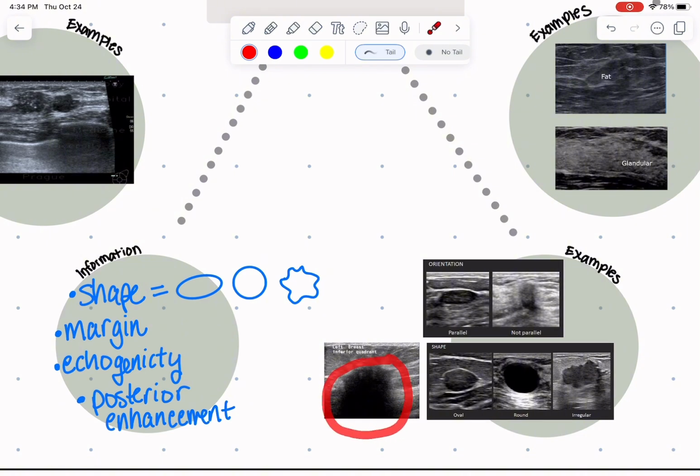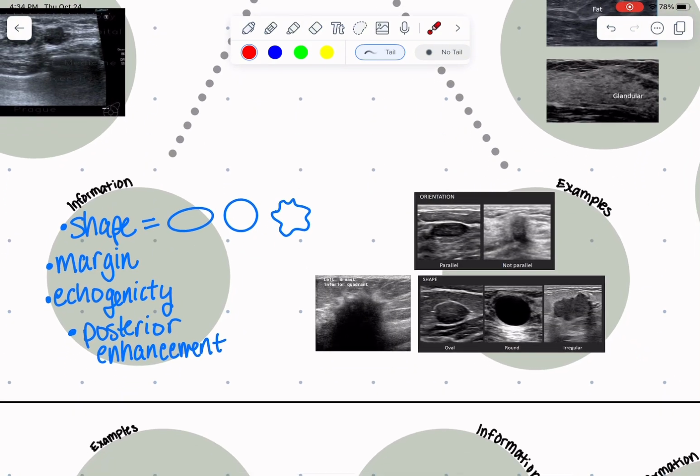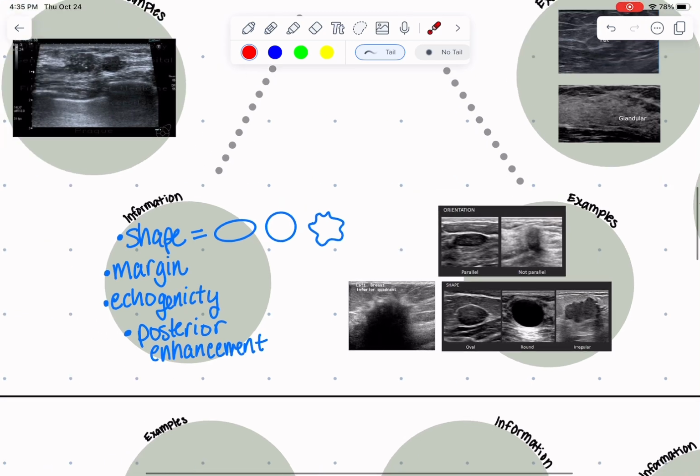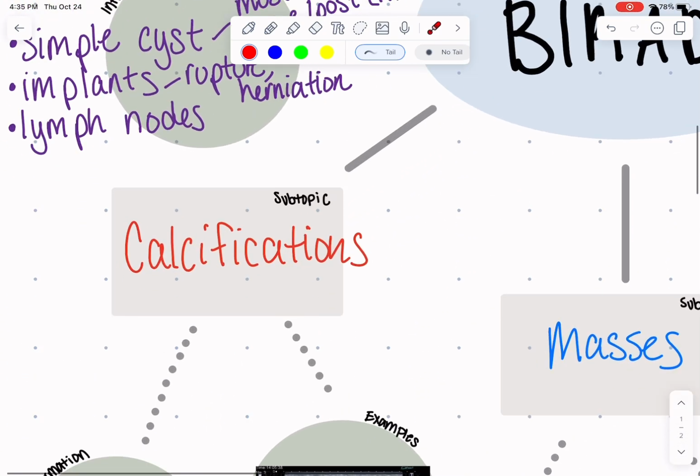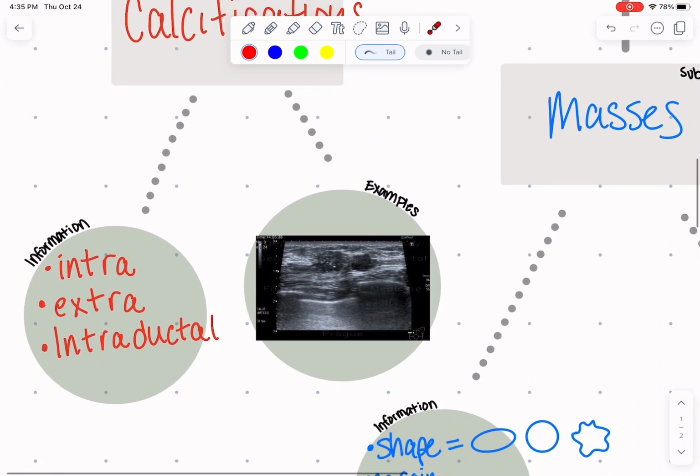In this example, we see very hard shadowing posterior to the mass. And then for orientation, is the mass parallel to the skin or is it perpendicular to the skin? And there we have examples of its shape too. Next is calcifications. So we either describe calcifications as being inside the mass, outside the mass, or inside the ducts.